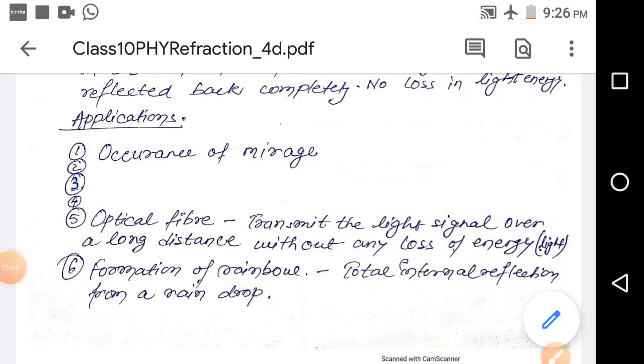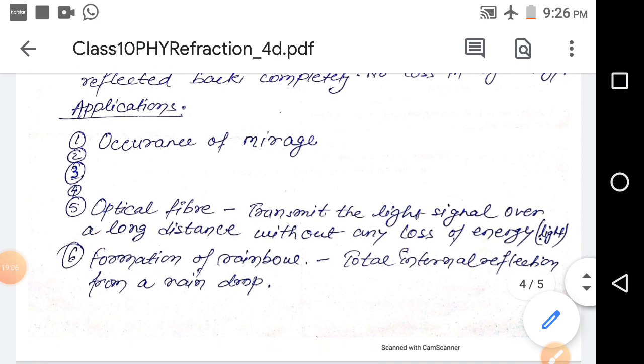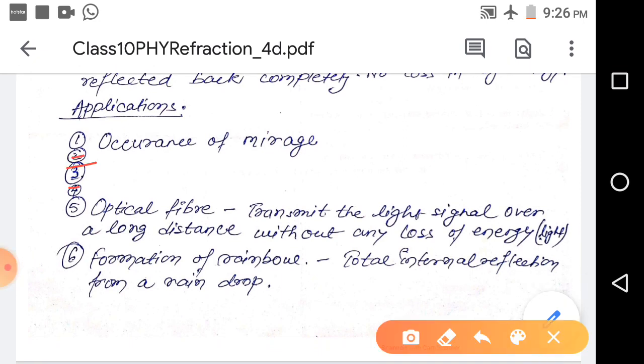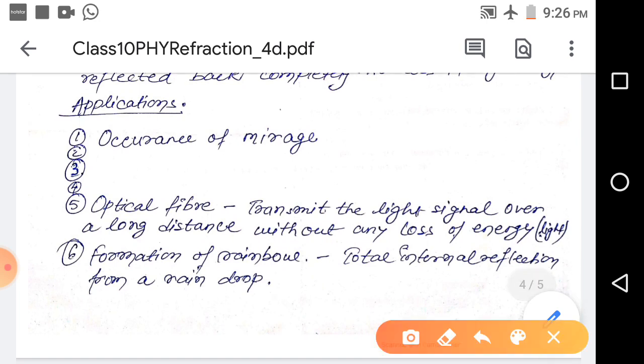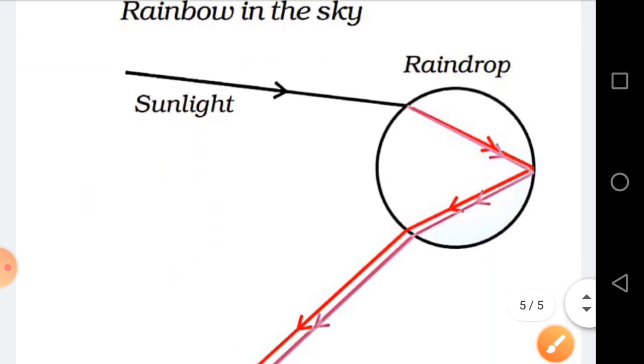Some other applications are also given in your book, like point number 2, 3, 4 and 5 you can see in your book, and point number 5 is given here, optical fiber. In optical fiber, there is a transmission of light signal over a long distance without any loss of energy. This is only because there is no loss of energy, so light signals can transmit up to a long distance. And one more application is formation of rainbows, due to total internal reflection through a raindrop. You can see the two figures, you can understand those two points.